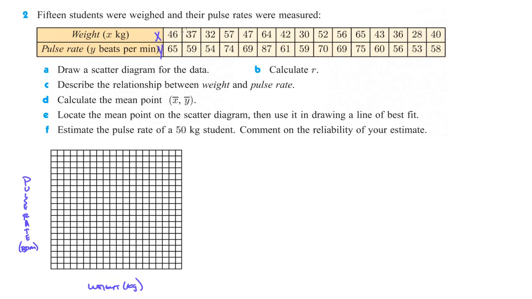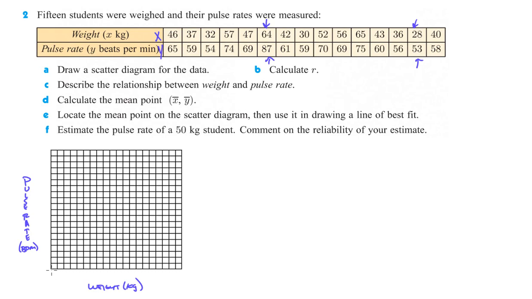So what you want to do is find your highest value in here, which looks like 64. And then you also want to find your lowest value. Since there's not very many low values, it looks like the lowest is 28. So this goes from 28 to 64, and then we want to do the same thing with the Y, find the highest and the lowest. So 87 looks like the highest, and 53 is the lowest on that one as well.